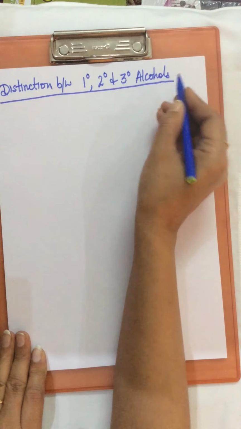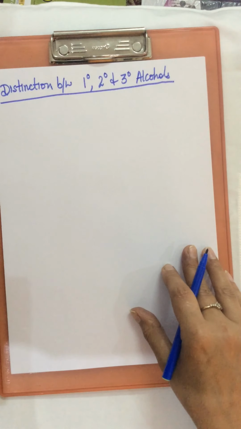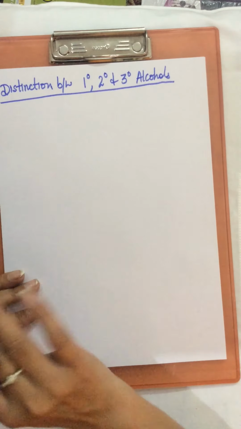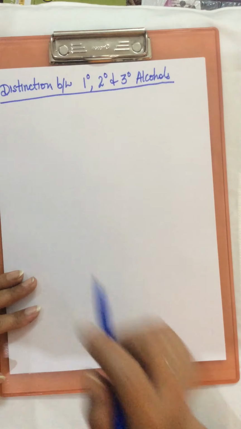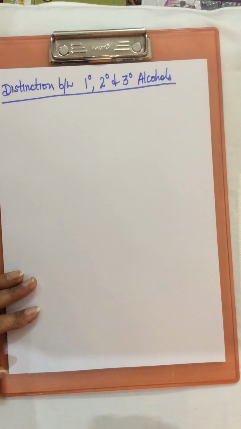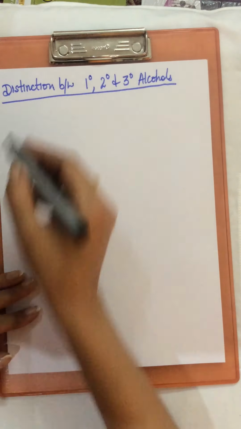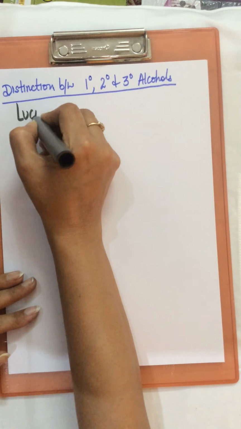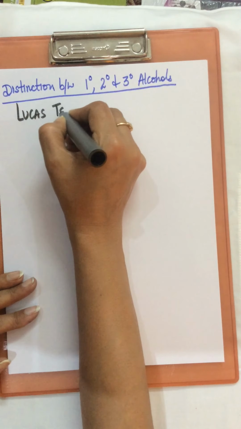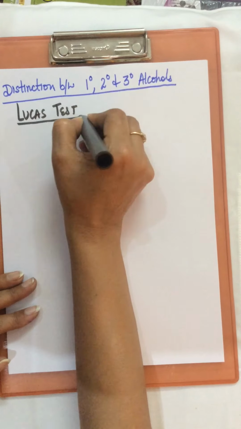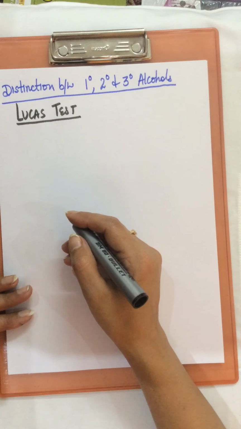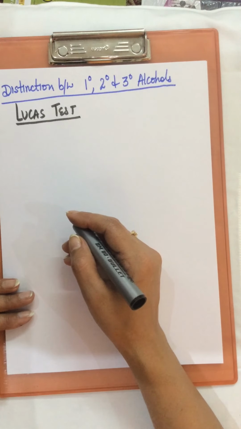Distinction means we have three samples of alcohols: primary, secondary and tertiary. How do we distinguish between the three, that this sample is of primary alcohol, this is of secondary and this is of tertiary? By doing a test, and the name of that test is Lucas test. By doing the Lucas test we can distinguish between the three types of alcohols.